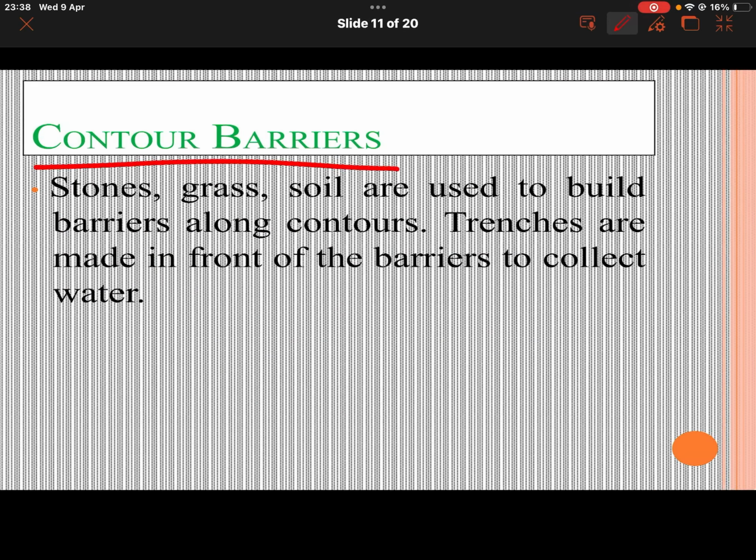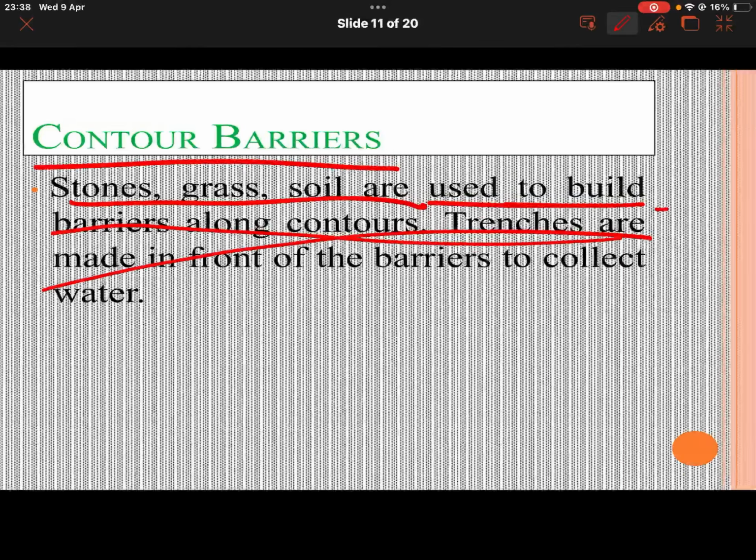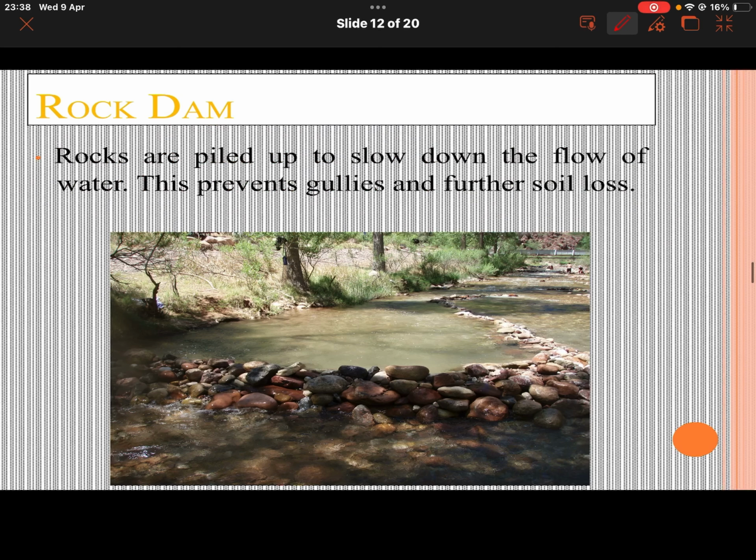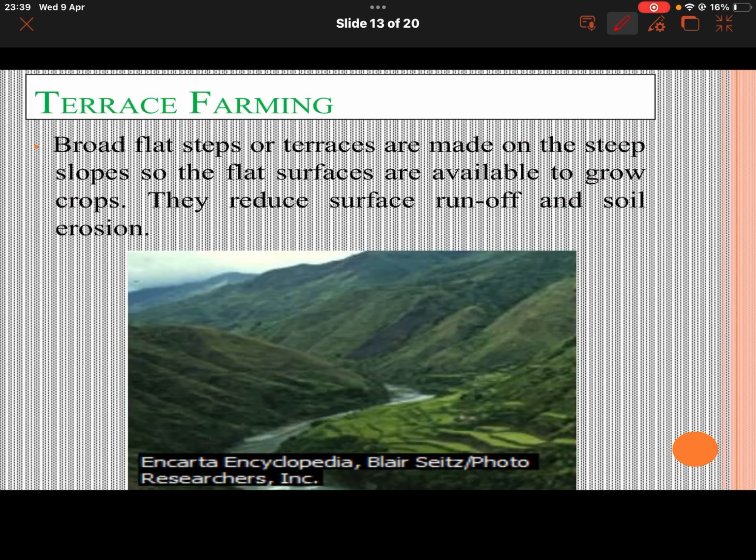Now we have contour barriers. Stones, grasses and soil are all used to build barriers along the contours, and we'll see what contours are in the following slides. Rock dams are built to slow the flow of water. In Pune, the main dam we have is the Khadakwasla dam. Terrace farming is done mainly on mountainous regions, so that we can have surface runoff and flat surfaces are available to grow crops.